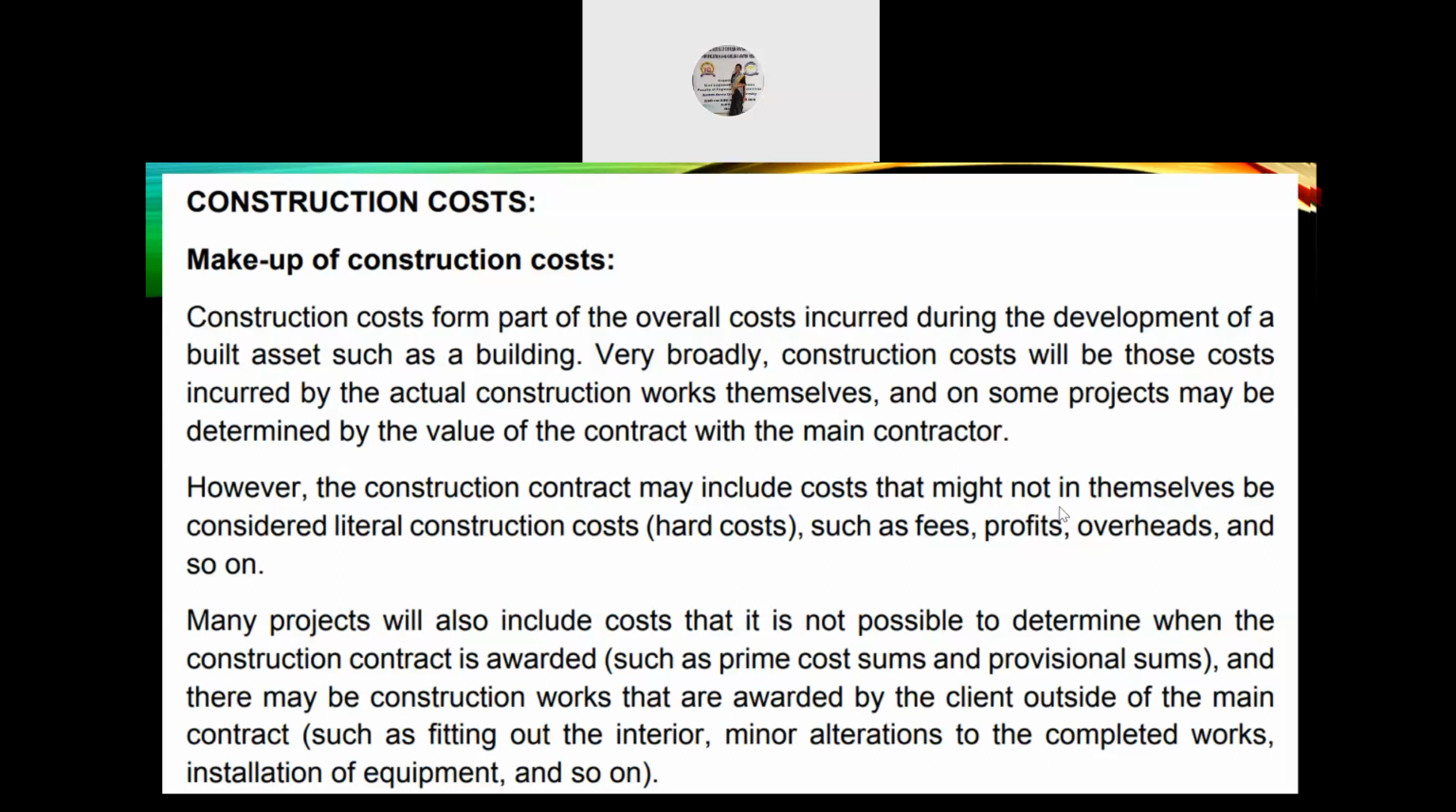However, the construction contract may include costs that might not in themselves be considered literal construction costs, such as fees, profits, overheads, and so on. Many projects will also include costs that it is not possible to determine when the construction contract is awarded. And there may be construction works that are awarded by the client outside of the main contract.